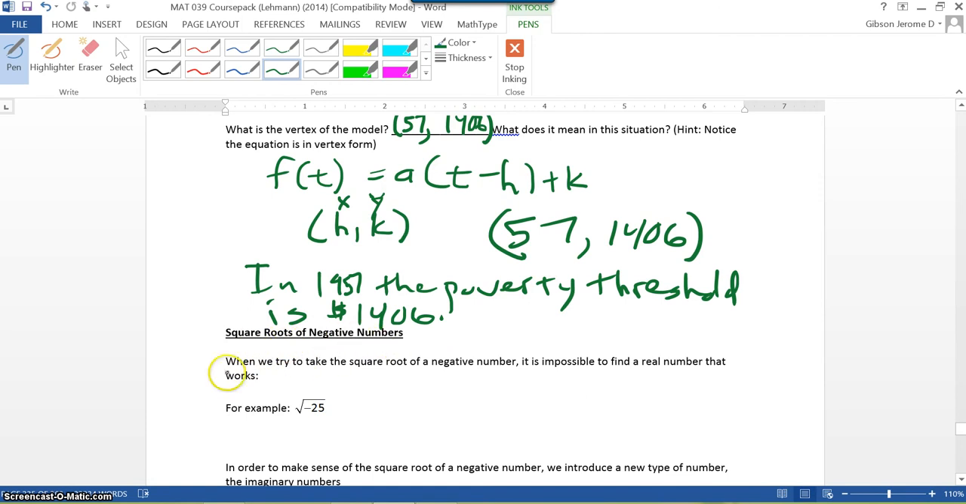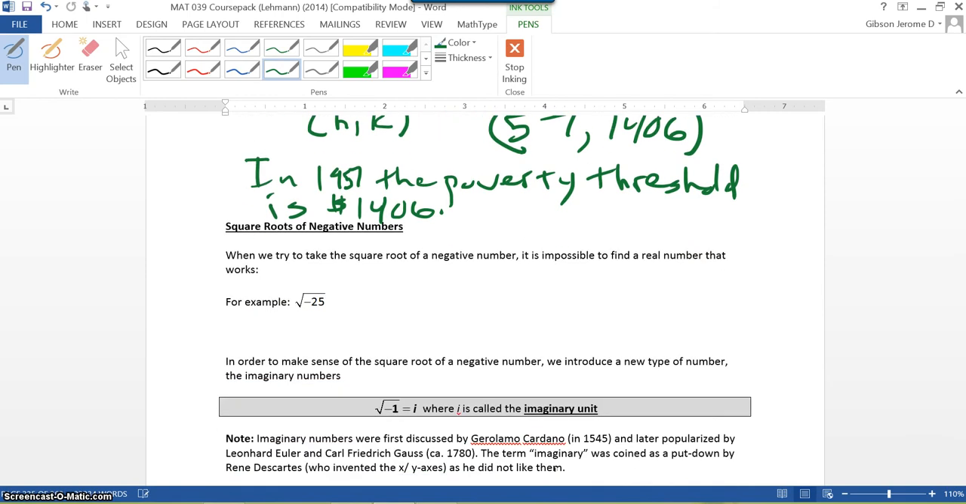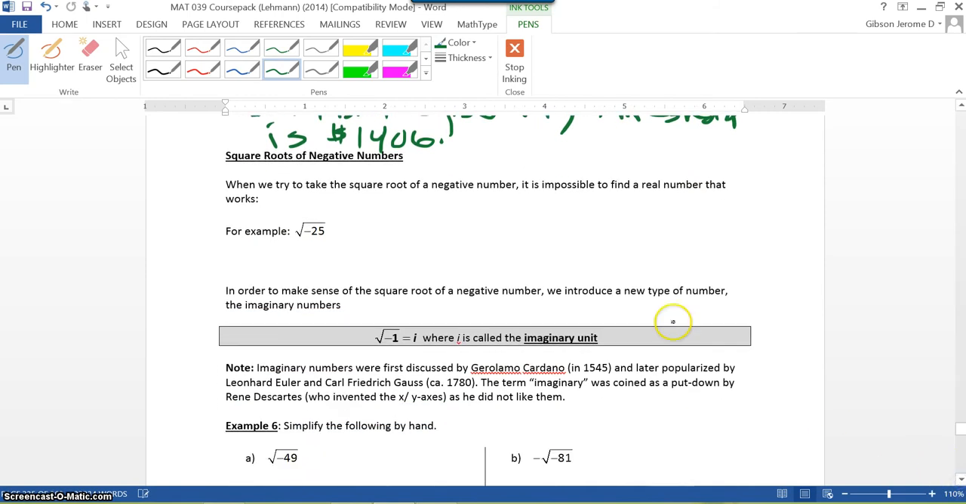It says here, square roots of negative numbers. When we try to take the square root of a negative number, it is impossible to find a real number that works. For example, the square root of negative 25. We know the square root of 25 is 5 or negative 5, but we would not be able to get a negative 25. So in order to make sense of the square root of a negative number, we introduce a new type of number, the imaginary numbers. The square root of negative 1 is equal to i, where i is called the imaginary unit. Imaginary numbers were first discussed. Well, we can read this at our leisure.